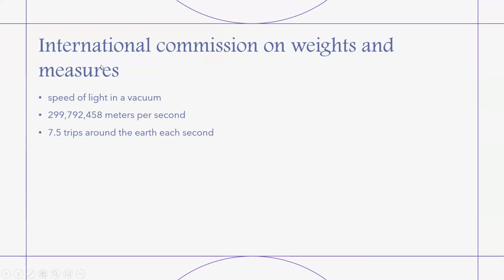Then we have modern day, which is the International Commission on Weights and Measures. They basically use a lot of vacuums and mirrors in order to measure the speed of light. So this value here is what the modern day accepted value is. And that approximates to about 7.5 trips around the Earth every second.